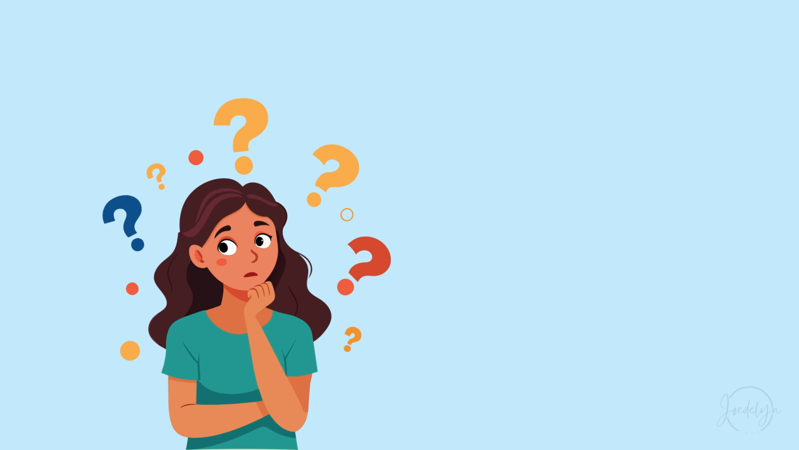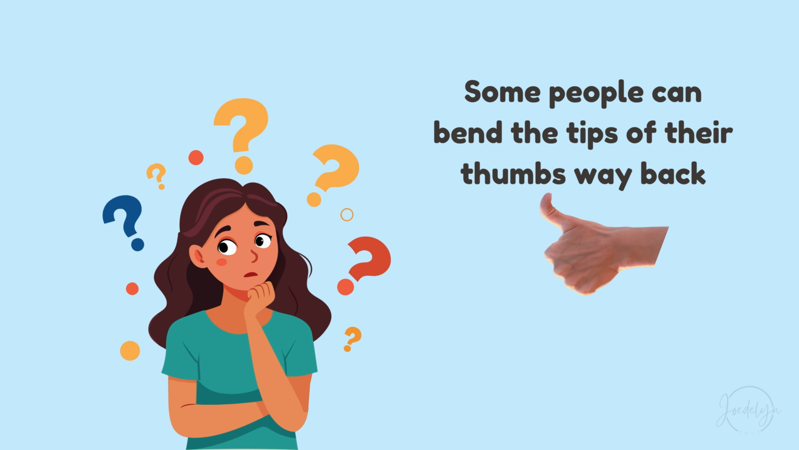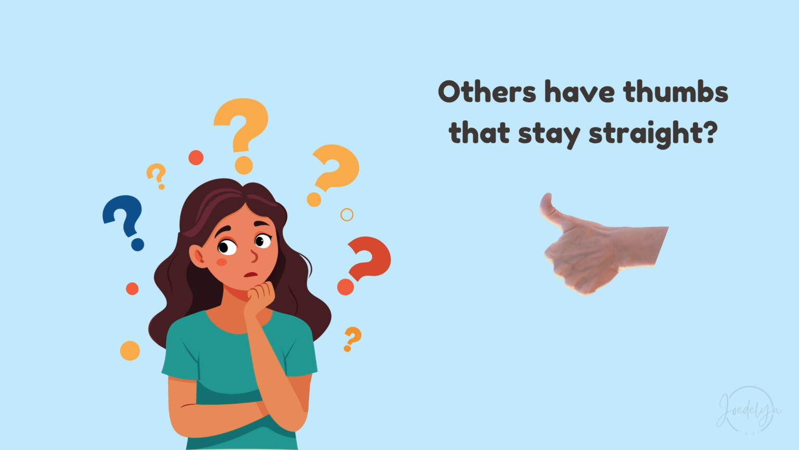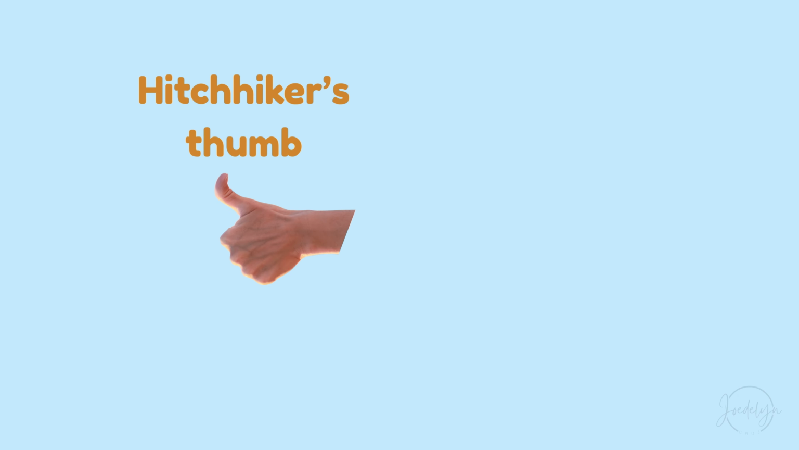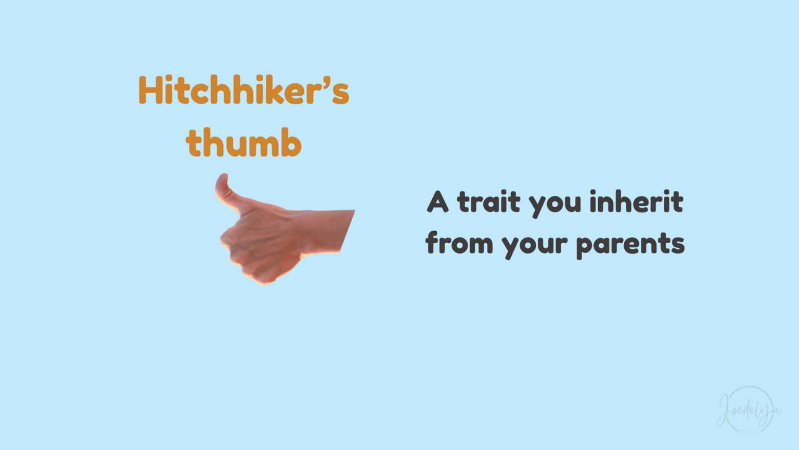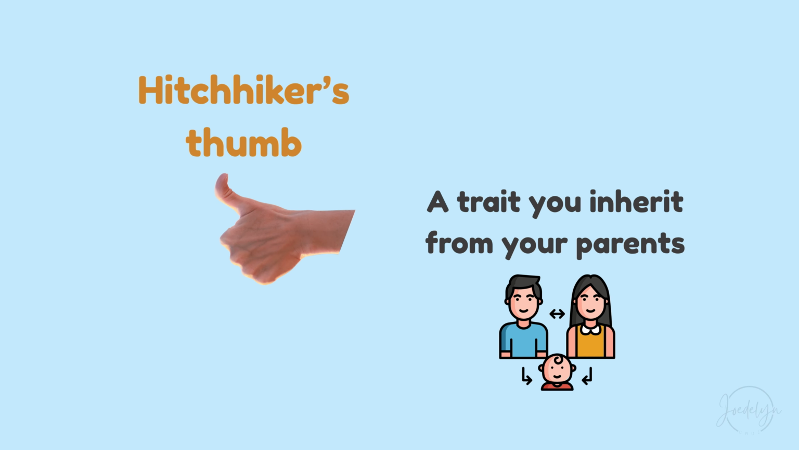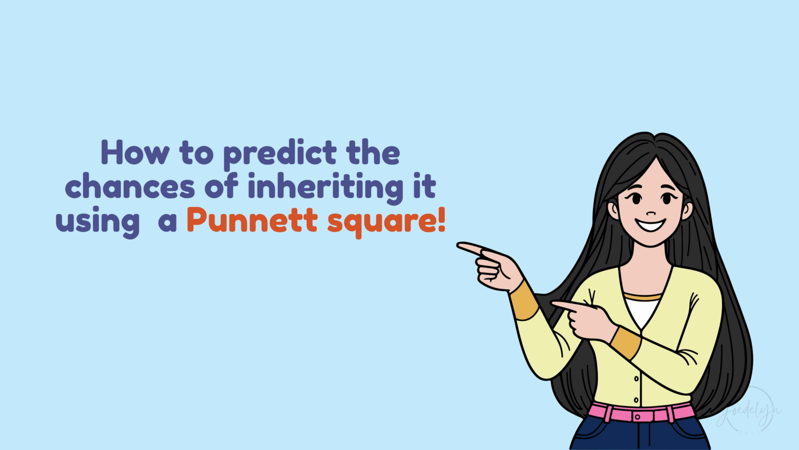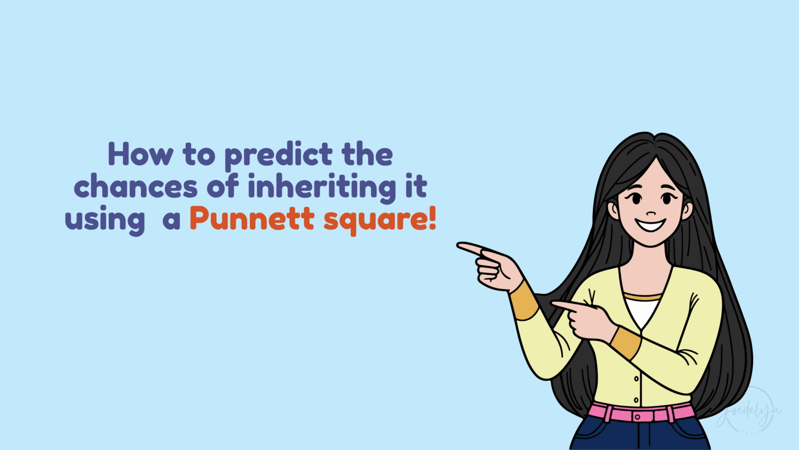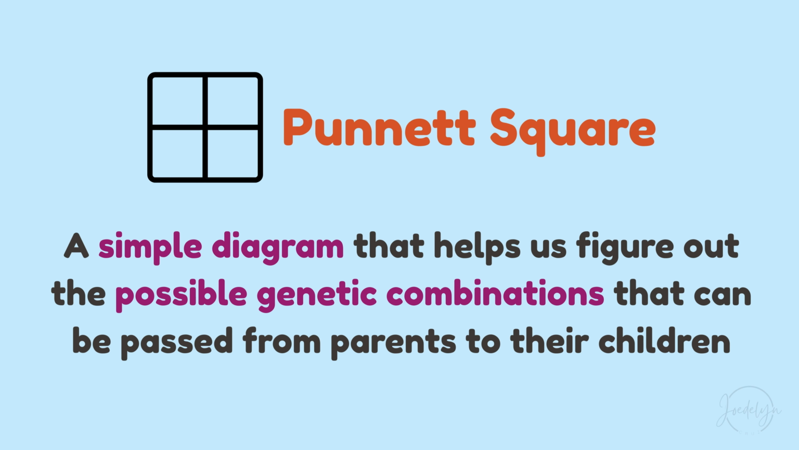Have you ever noticed that some people can bend the tips of their thumbs way back, while others have thumbs that stay straight? That bendy thumb is called a hitchhiker's thumb, and it's a trait you inherit from your parents. Today, we're going to learn how to predict the chances of inheriting it using a tool called a Punnett square. A Punnett square is a simple diagram that helps us figure out the possible genetic combinations that can be passed from parents to their children.